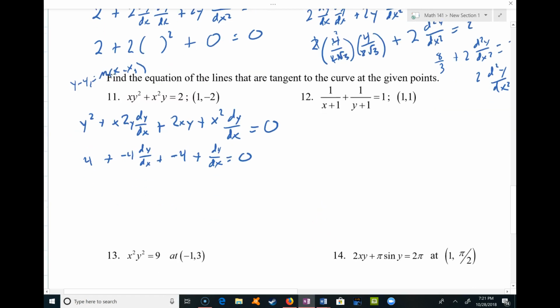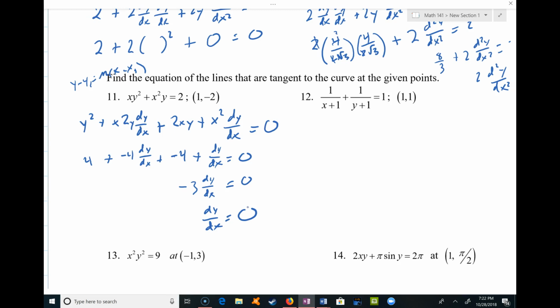Oh, look at that. So the 4 and the negative 4 are 0, right? So then we have negative 3 dy/dx is equal to 0, which means dy/dx is equal to 0. So that means that the slope is flat at that point. That's kind of cool. So what would the equation of the tangent line be?